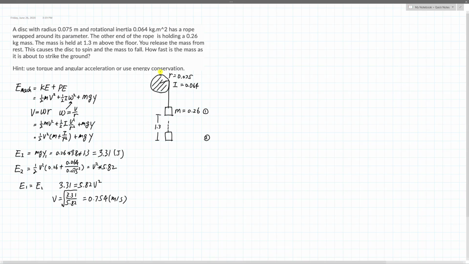So this question is different from just a simple mass falling down using energy conservation, because there's this big disk that has mass and rotational inertia. So as long as you count it in, here's how to count it in: 1/2 inertia times angular speed squared. As long as you count it in, you can use the same ideas of energy conservation to find out the final speed.